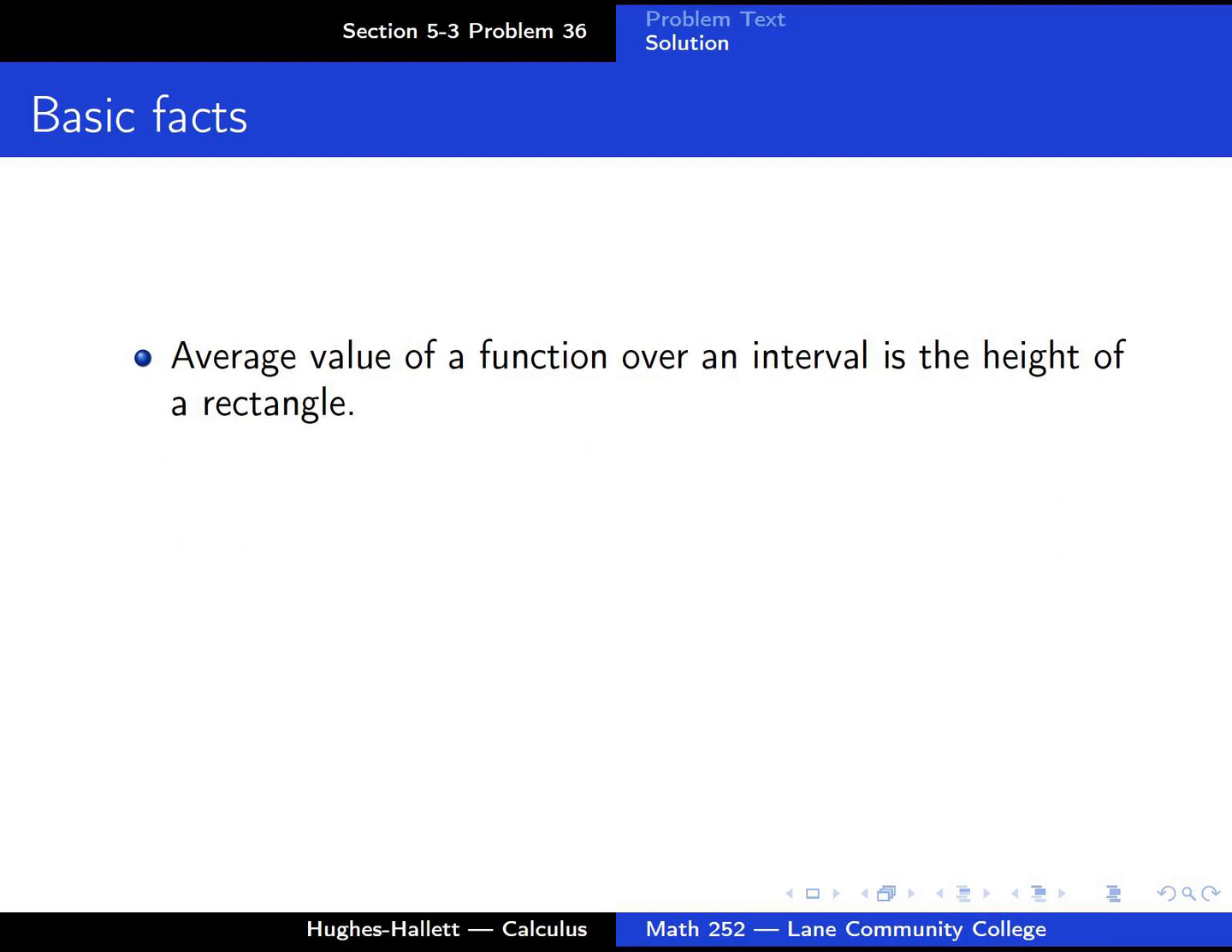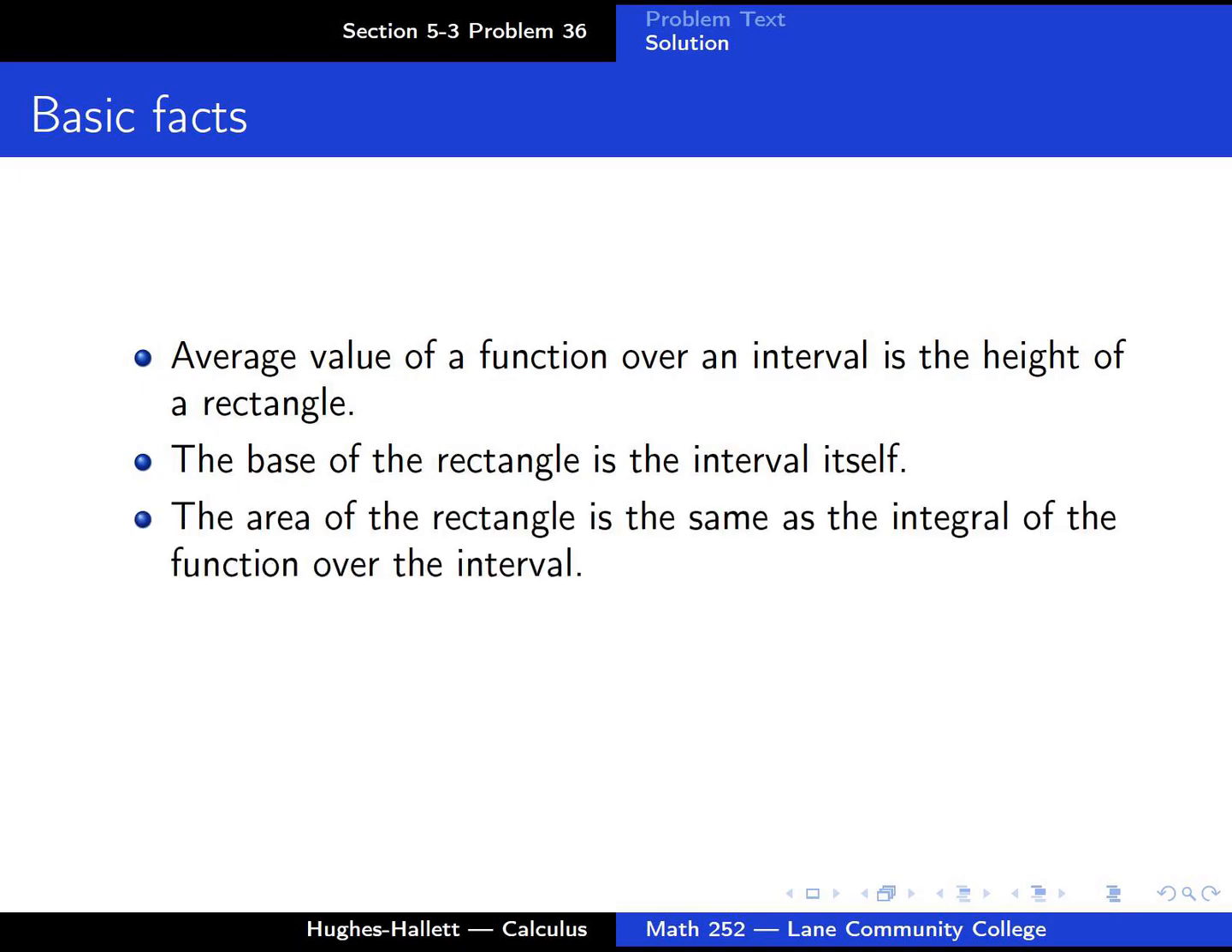Here's some things you're going to need to know to work with this problem. First of all, you have to know what the average value of a function is. The average value of a function over an interval is the height of a particular rectangle. The base of that rectangle is the interval itself, and the average value is going to be the height for that rectangle that makes the area of the rectangle come out the same as the integral of the function over that interval.